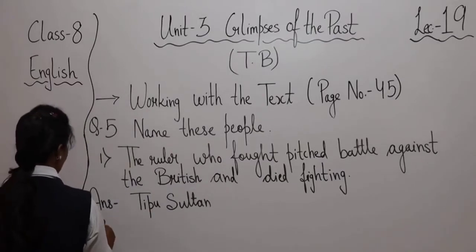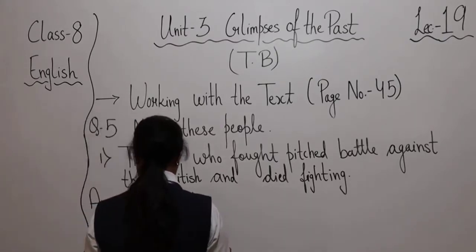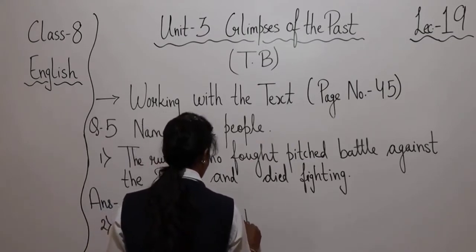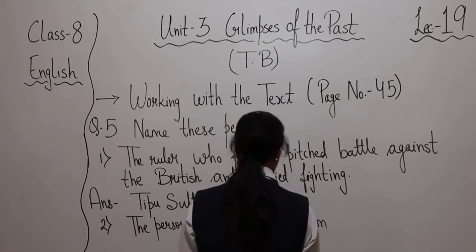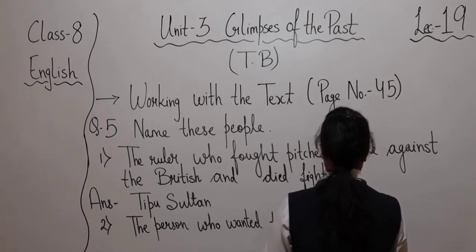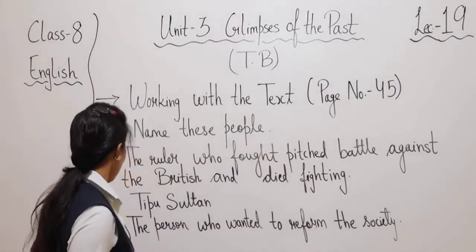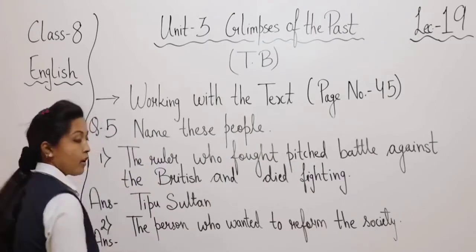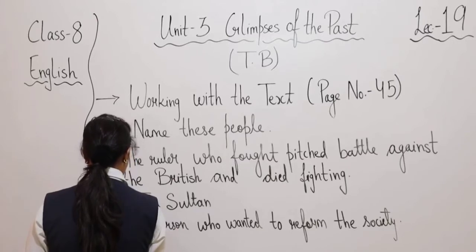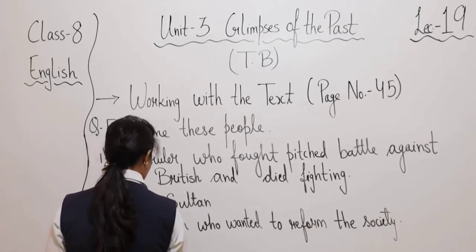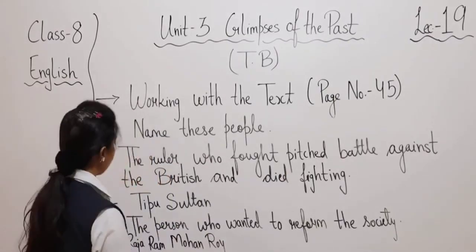Then the second one. Note it down: the person who wanted to reform the society. So the name of the person is Raja Ram Mohan Roy. Write down Raja Ram Mohan Roy.